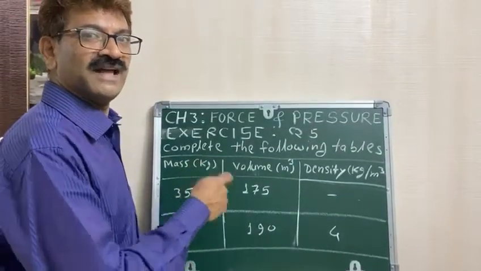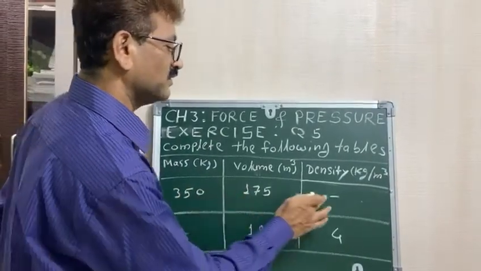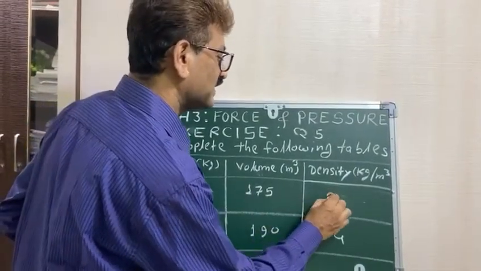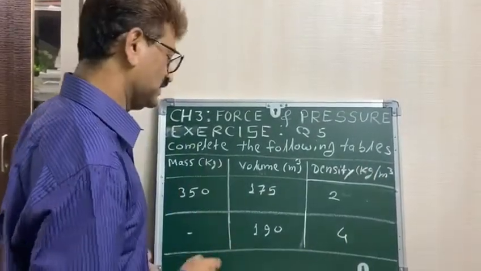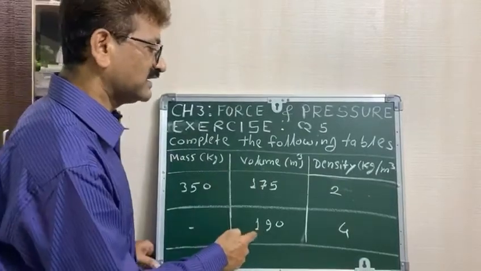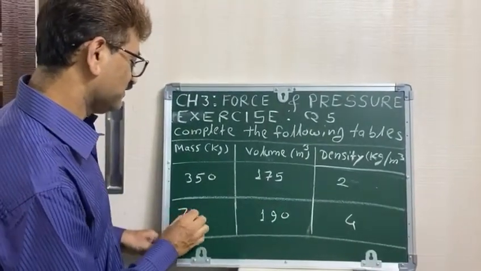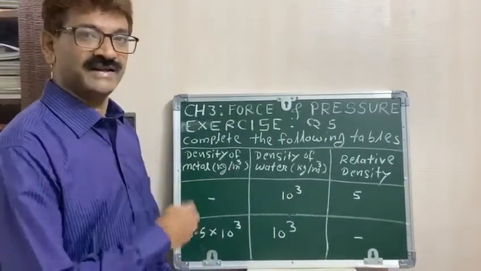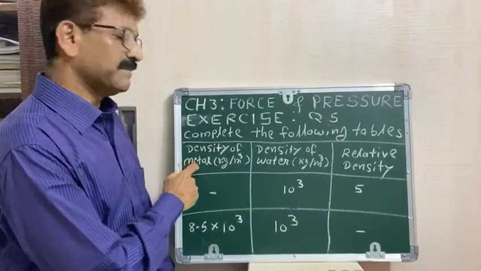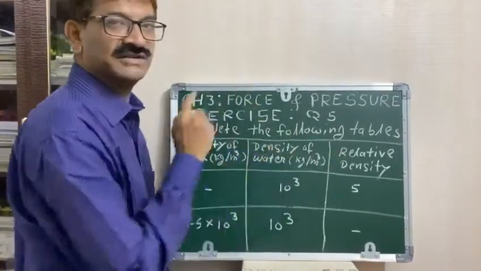So now fill the answer in the table. When mass is 350 and volume is 175, we got the density, that is 2. The unit is already given, kg per meter cube. Now in the second question, when volume is 190 and density is 4, your mass is 760 kg. Now in the second table, density of metal, density of water and relative density are given.